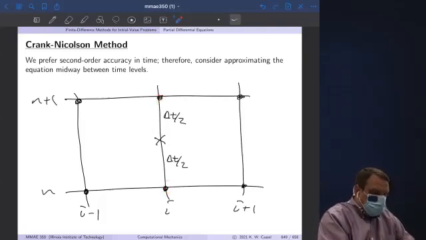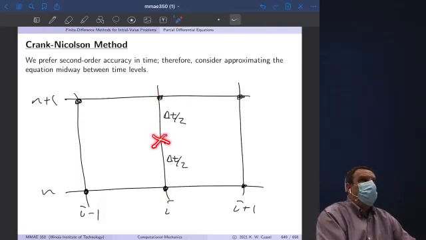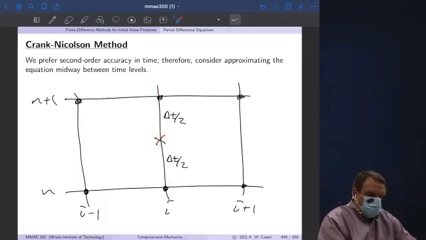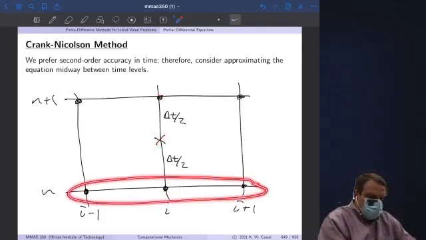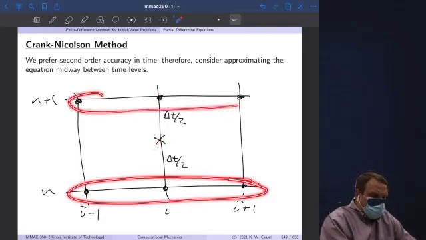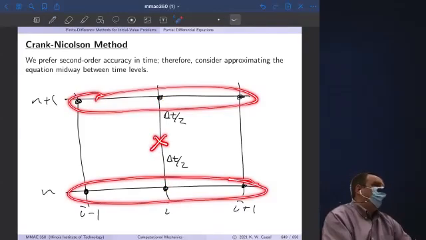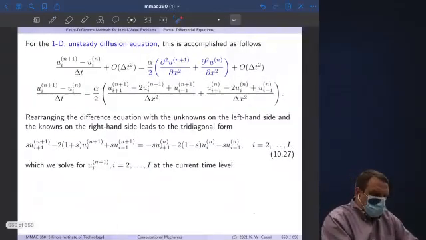But in order to get the spatial derivatives here, where we don't have any grid points, we have to approximate the second derivative here and here, and then take the average of those two to get it here, just like we did in the 1D ODE case. So this is what it looks like.